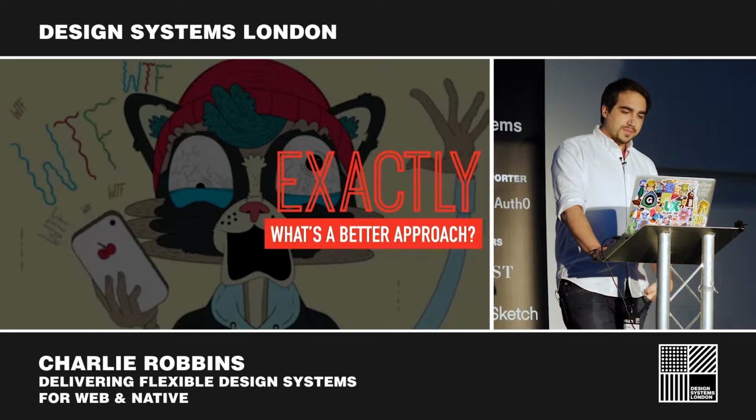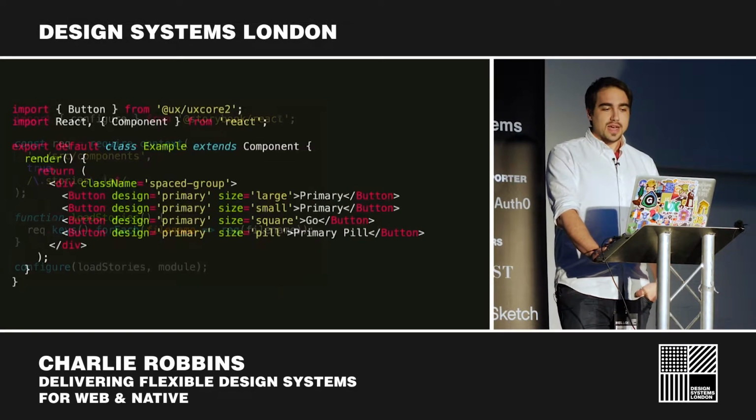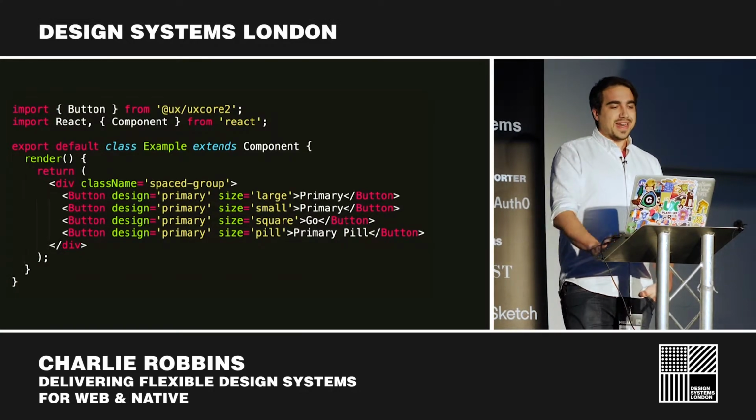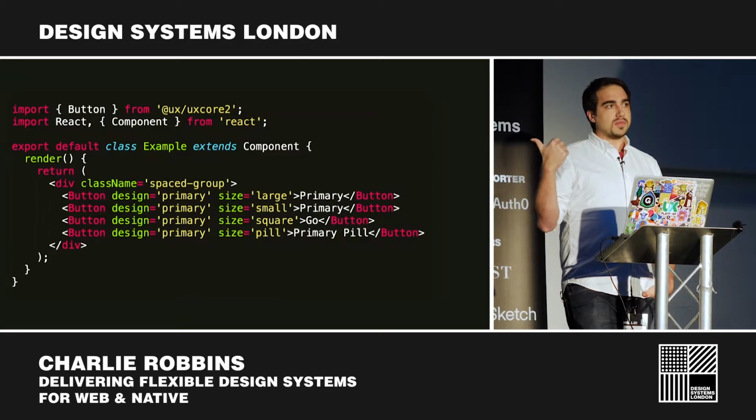So what's a better approach? Again, this is also from the Storybook docs, which gets you pretty close. And a good example is something like this. You'll notice that I didn't include a relative path to the repo. I included an absolute package name.